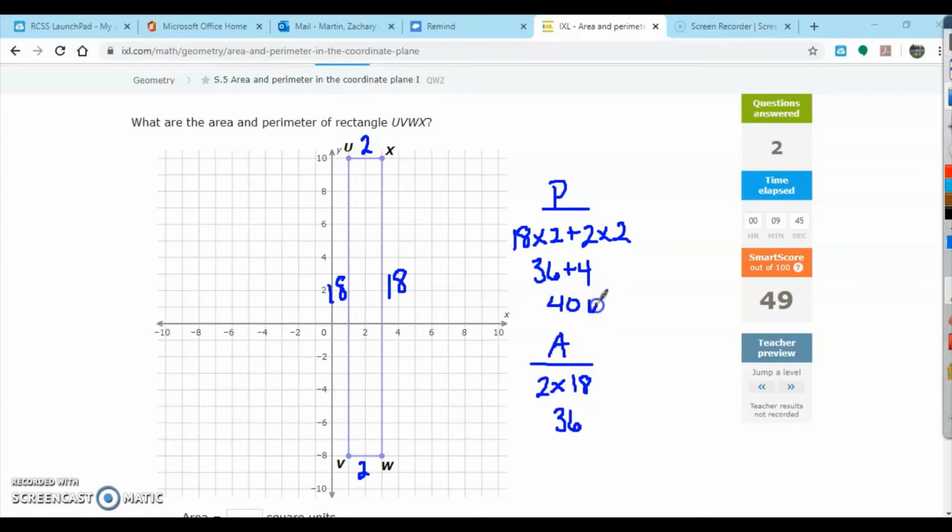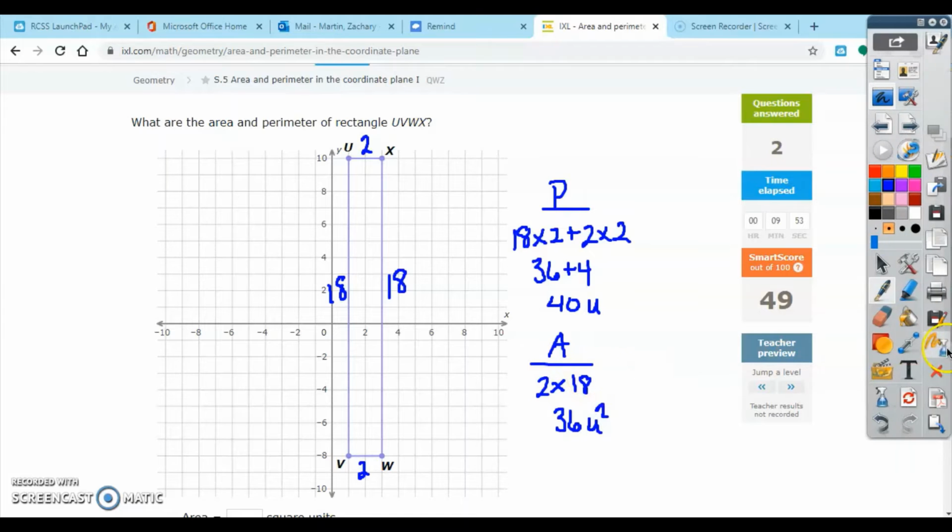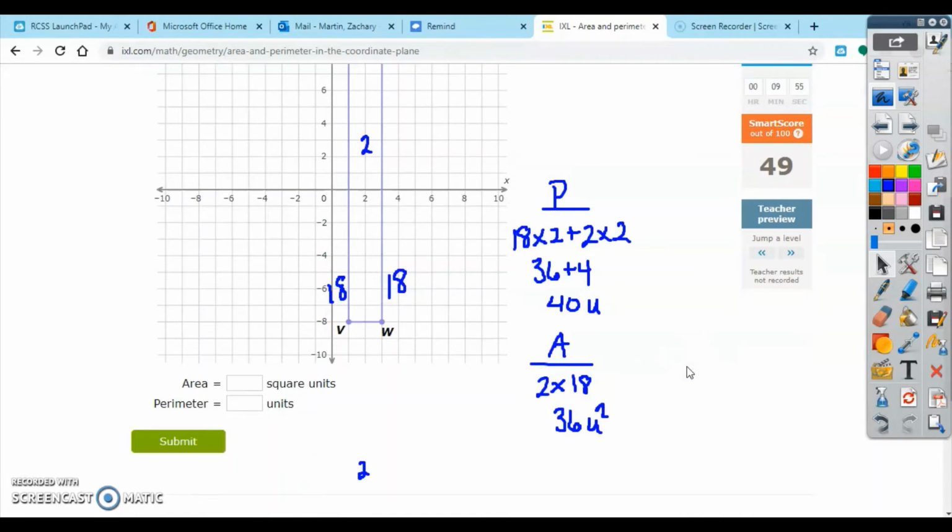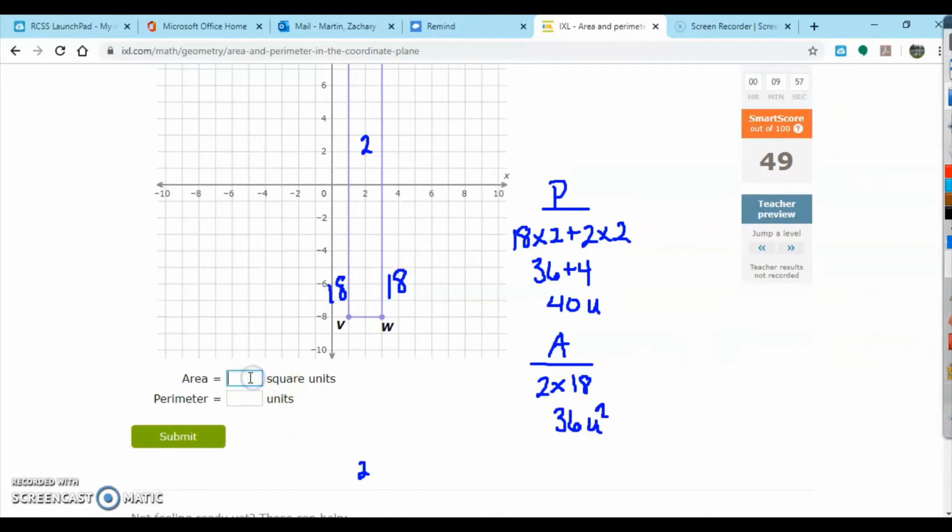So the perimeter is 40 units. The area is 36 units squared. So that's units squared right there. So let's scroll down really quickly. What's the area? The area is 36 square units. The perimeter is 40 units.